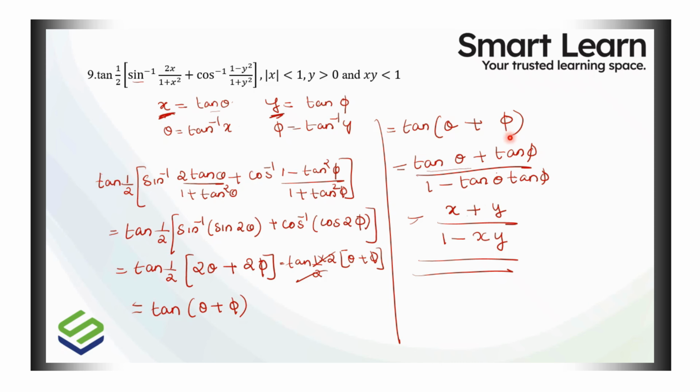What is tan of a plus b? Tan a plus tan b by 1 minus tan a tan b. And what is tan theta? X. What is tan phi? Y. So x plus y by 1 minus xy.